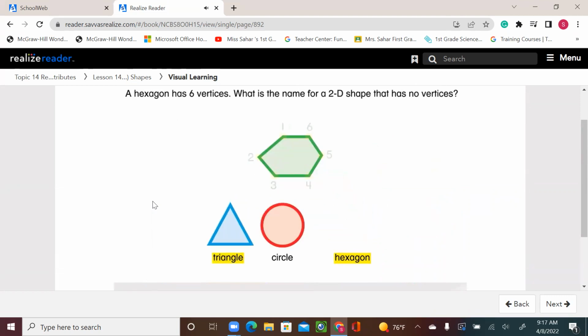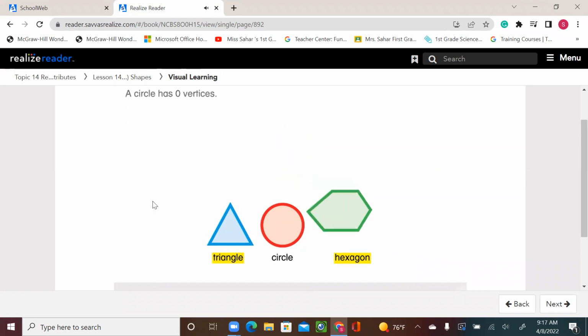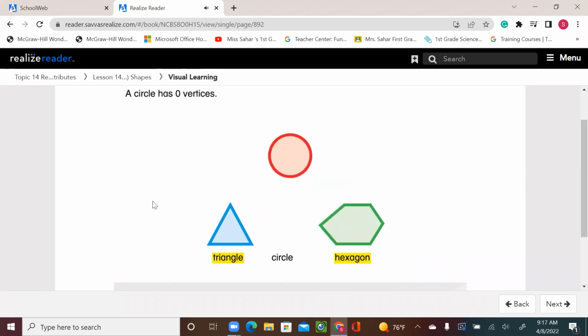The hexagon has 6 vertices. What is the name for a 2D shape that has no vertices? A circle has 0 vertices.